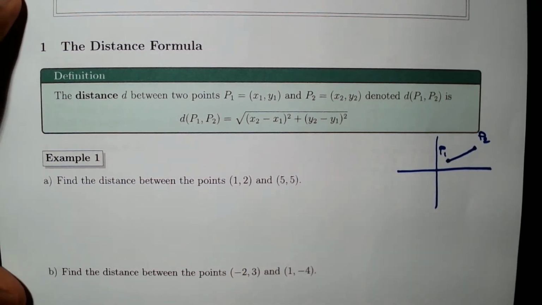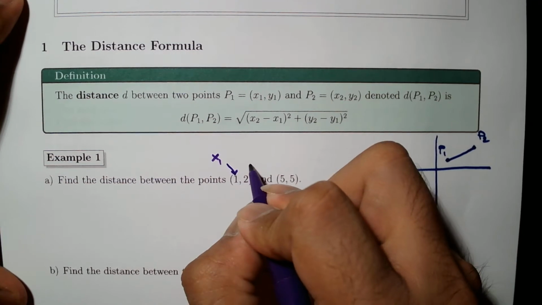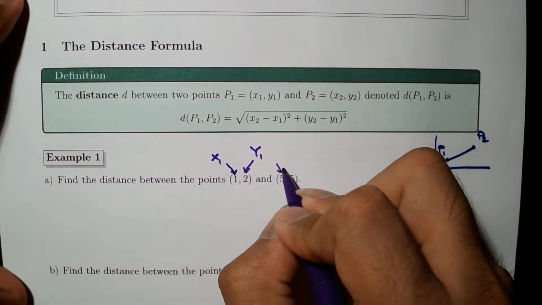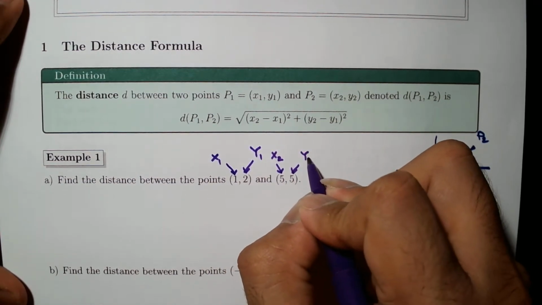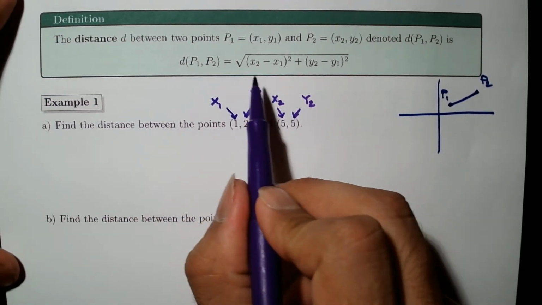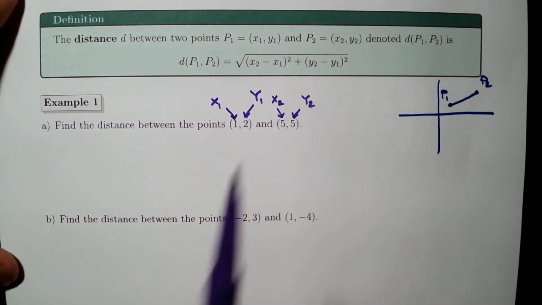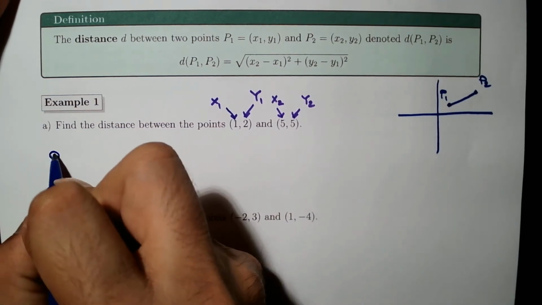5 comma 5. So in this case it would be a good idea to label this as our x1, y1, x2 and y2. This would help us with where to find, or rather to substitute, the numbers in the formula. So let's write down the solution.